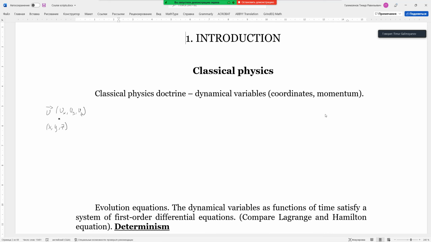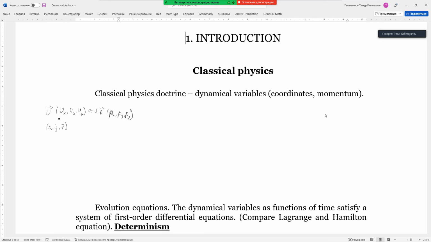Or in other words, you can speak not in terms of velocity, but in terms of momentum, which physicists prefer more. Let's say in the 3D world, you describe a particle with 6 values, 3 coordinates and 3 momentum projections. And that is the so-called dynamical variables.